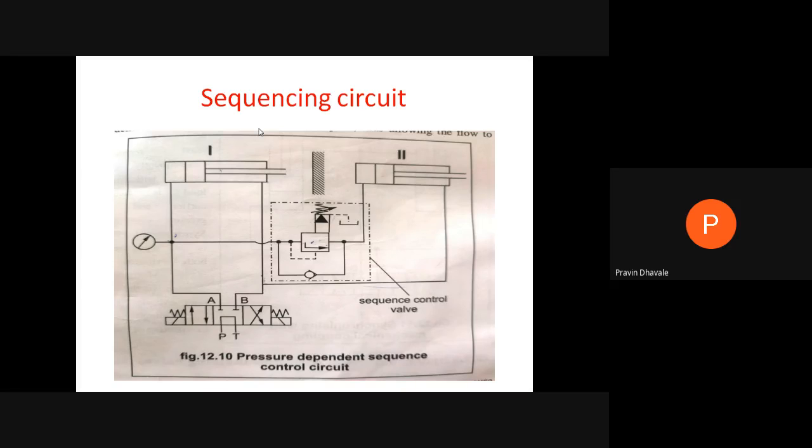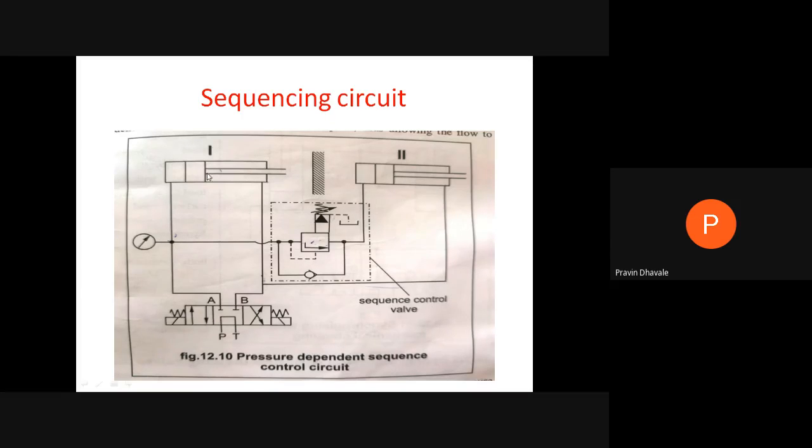This sequencing circuit is based on two parameters. First, how much pressure is to be built up, which is called pressure dependent. And second, how much distance is to be traveled by the piston, so it becomes the travel dependent sequence control circuit.